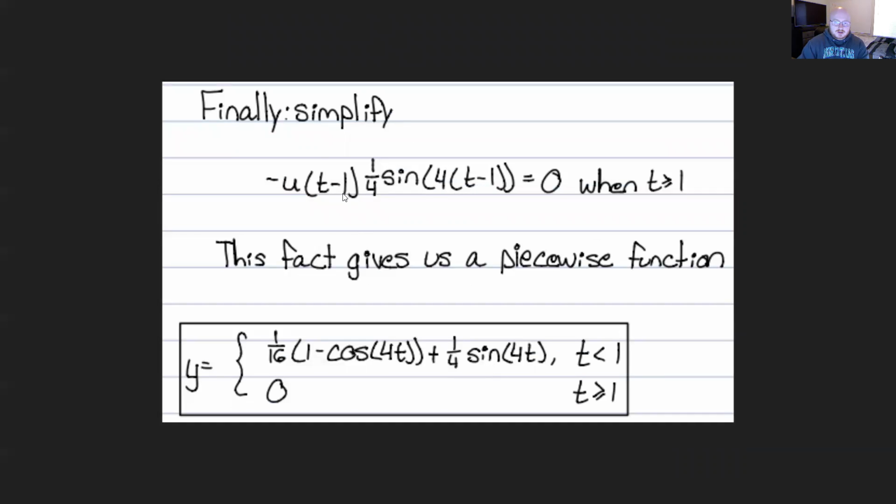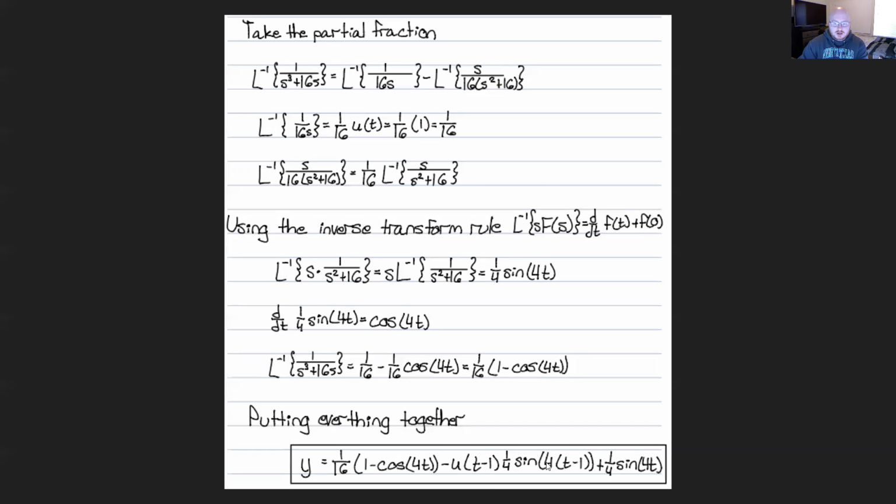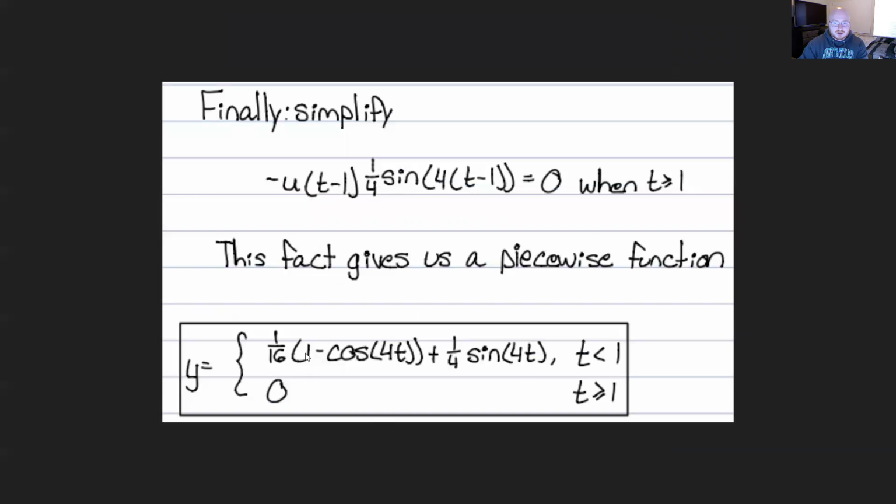Lastly, we can just simplify this a little bit. This unit step of t minus 1 is equal to 0 when t is less than 1. So this part right here cancels out, and you're left with 1 over 16 times 1 minus cosine 4t plus 1 over 4 sine 4t. And when t is greater than or equal to 1, y is equal to 0.